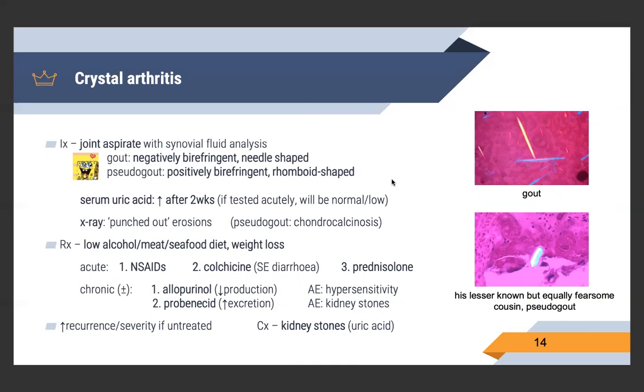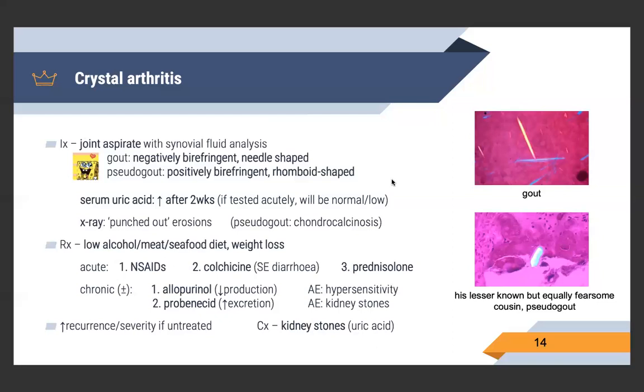Serum uric acid. This is a bit confusing, but it usually only rises after maybe a couple of weeks. When you test it acutely, it might be normal. It might even be low because the uric acid is in the joints, right? It's not necessarily in the blood. So it's not really that useful a test acutely, but you'd still do it, or say it in an OSCE. And if you do an x-ray, you'll see some erosions, but that's not too big of a deal.